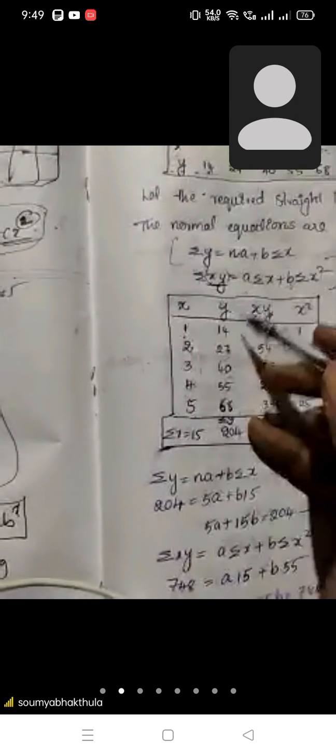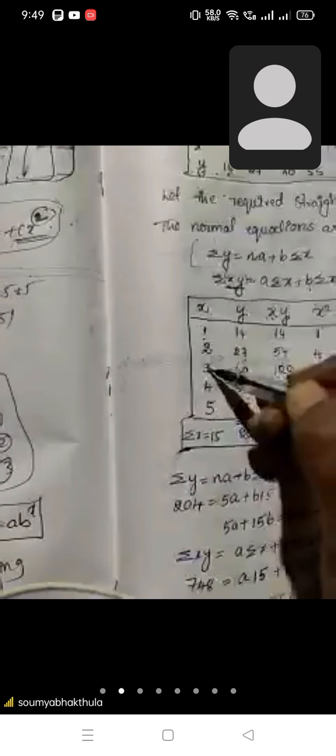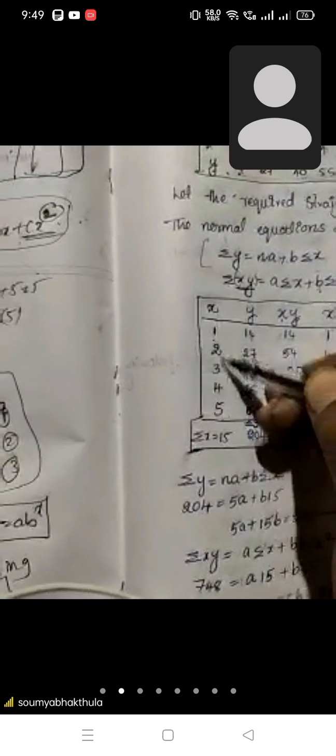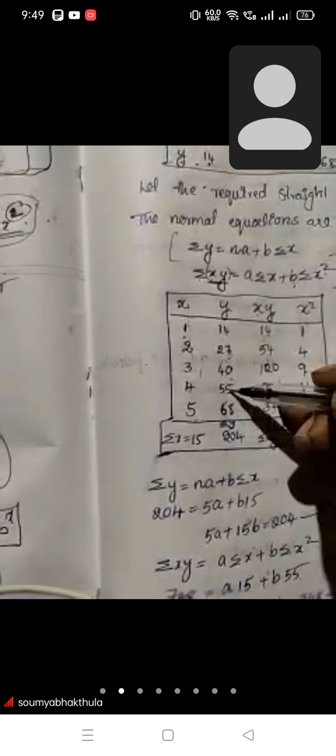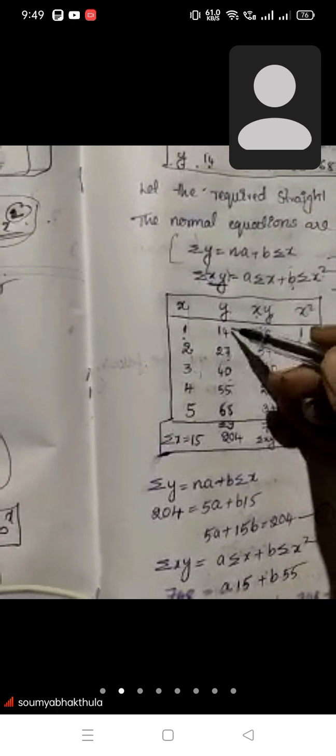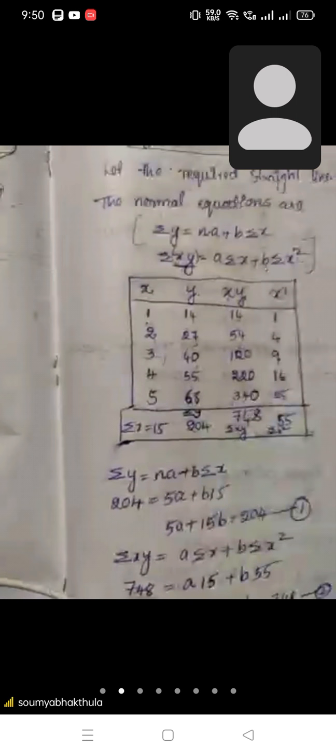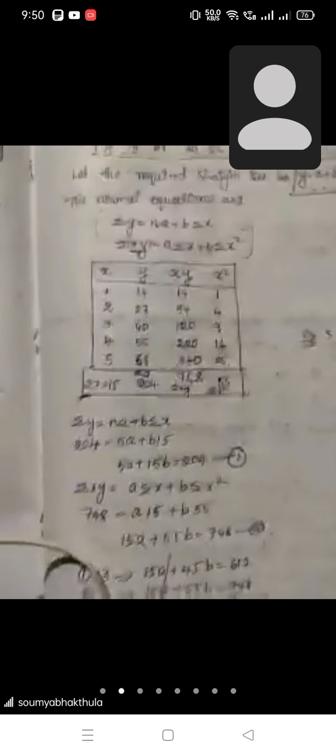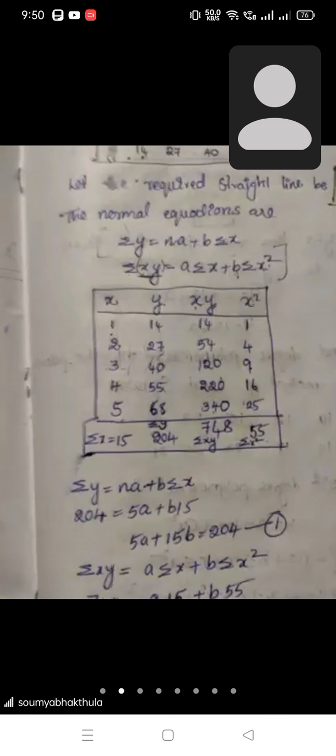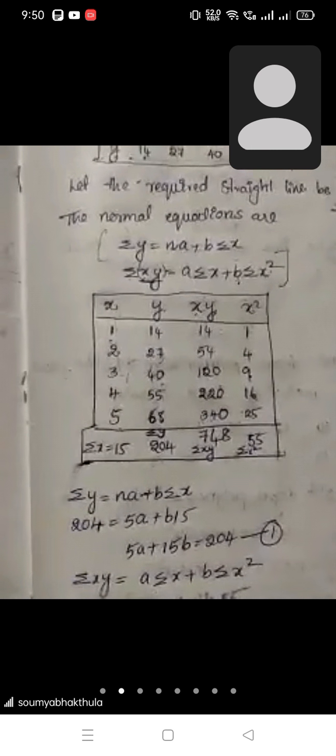And you have to add all these things. So 1 plus 2 plus 3 plus 4 plus 5 is 15. Next, add all these values as well. You have a calculator, right? You can bring the calculator to your exam also. So this is easy for all of you to add.